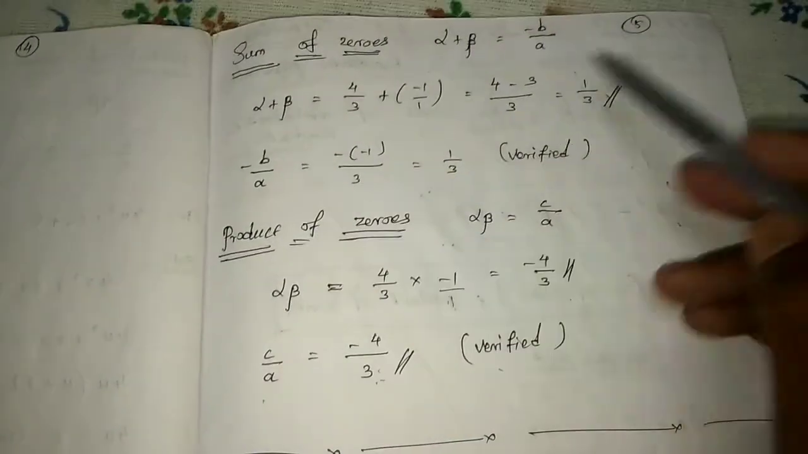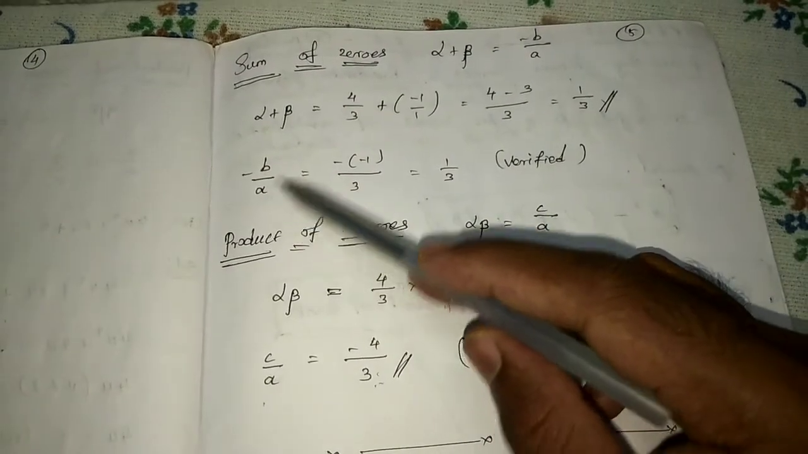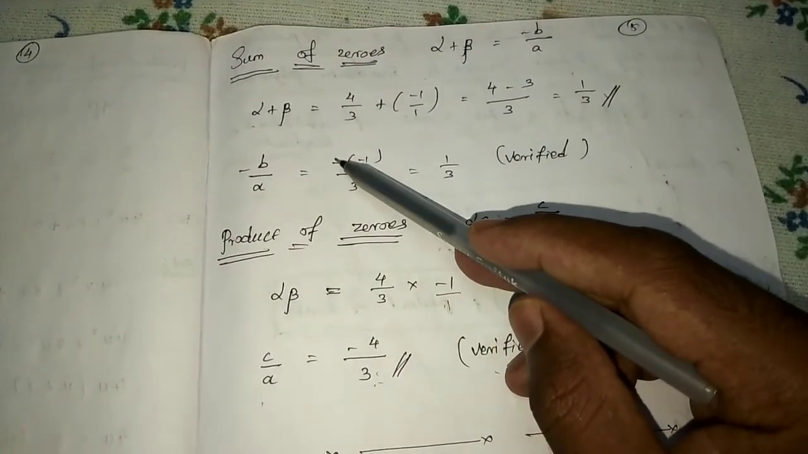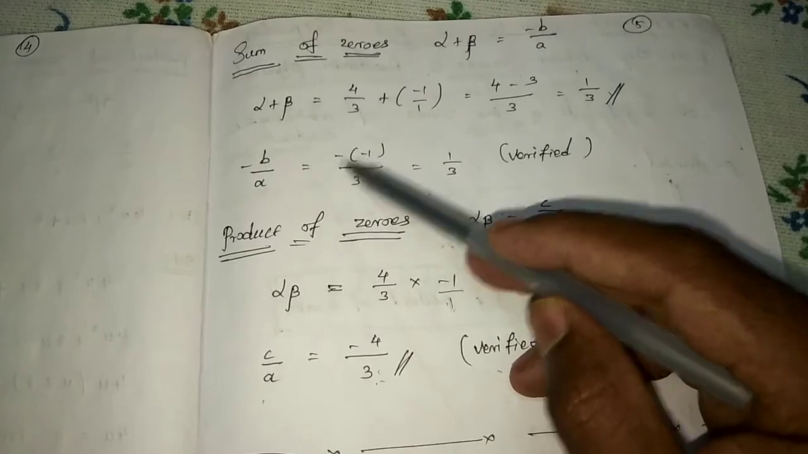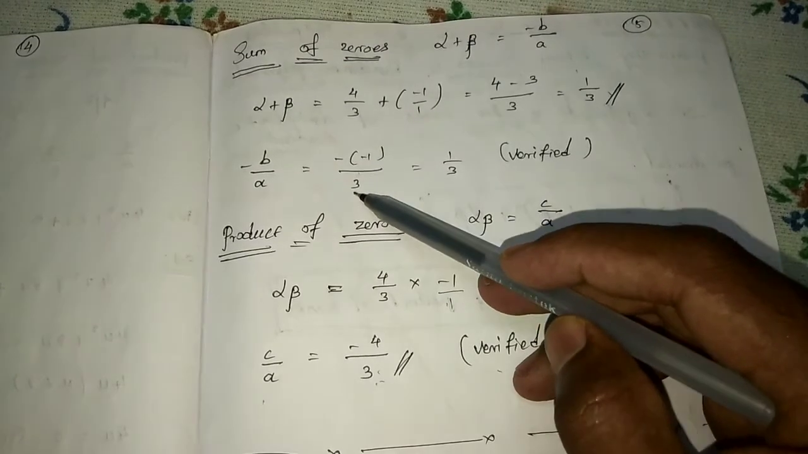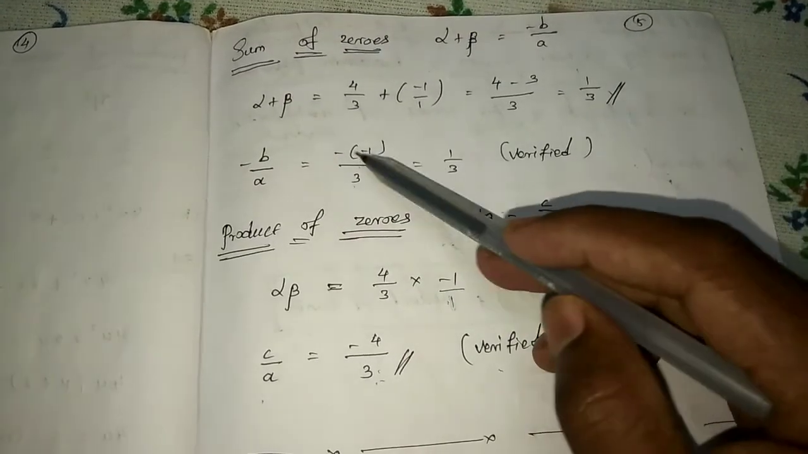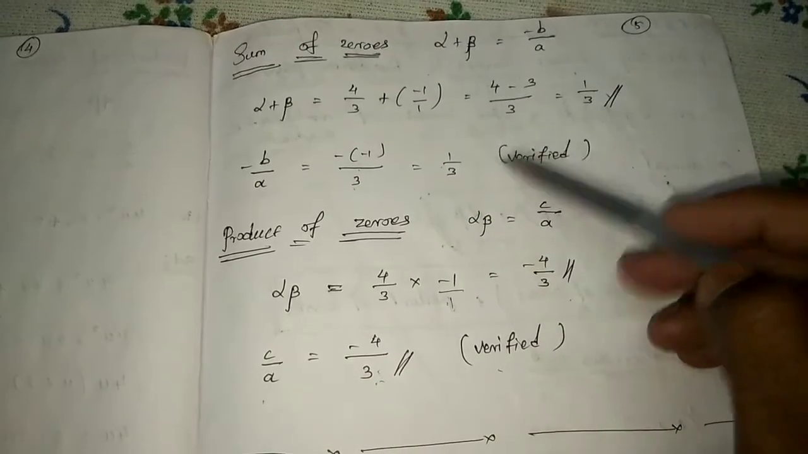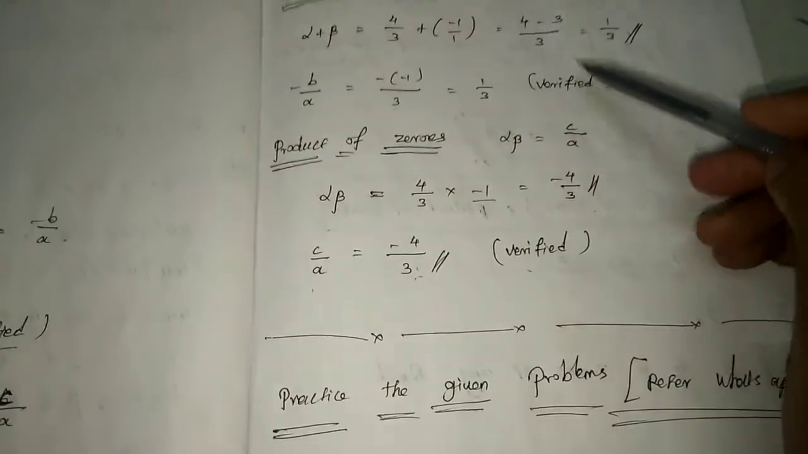Next, the right hand side, minus b by a, which is equal to minus of the b value. The b value is minus 1 here. So minus of minus 1 divided by 3. Minus into minus is plus, so 1 by 3. 1 by 3, verified. Both are the same numbers, verified.